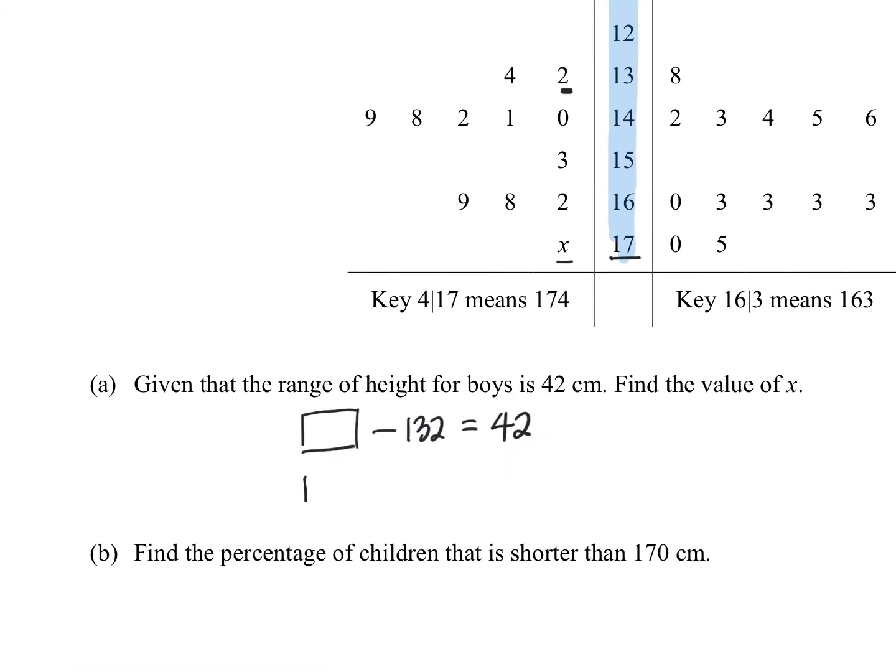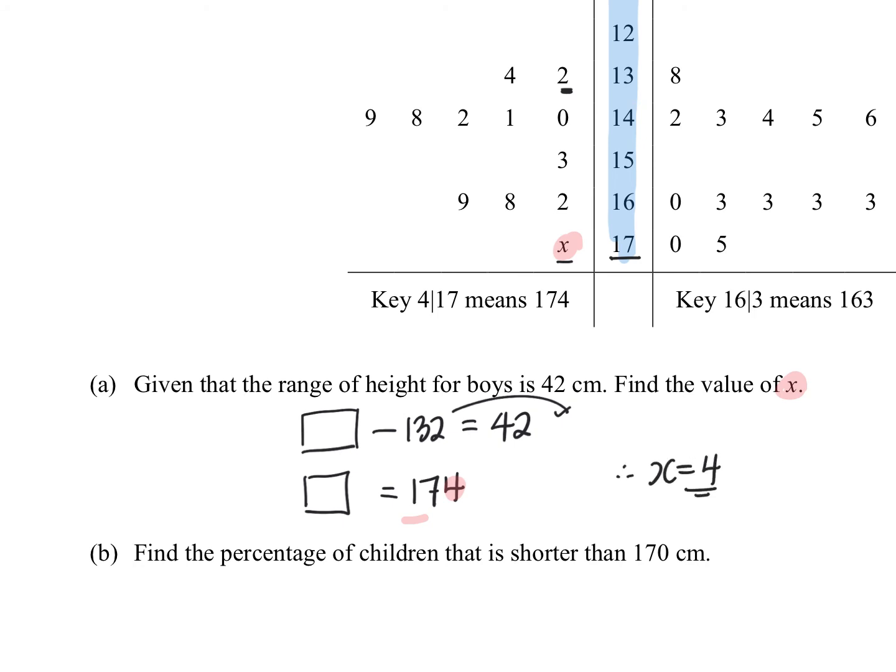So what is this maximum data value? This maximum data value will be 42. You bring this over, plus 132. And that gives me the number 174. Correct? But is 174 the answer? The question wants the value of the x itself. X is just the leaf. The stem is already 17, so therefore x is the leaf, which is 4. So what is the answer for the value of x? X is equals to 4.